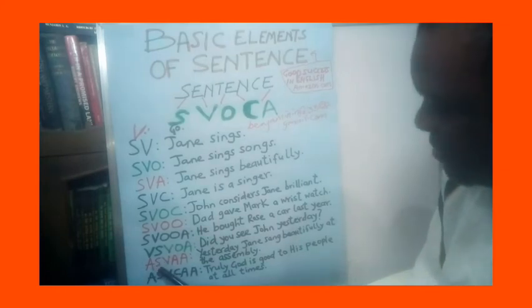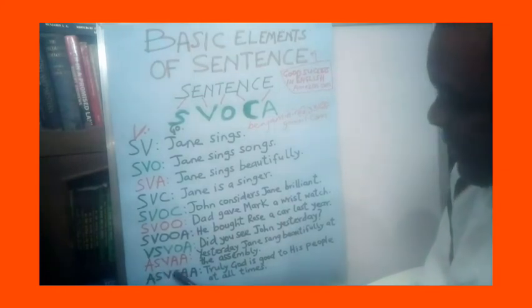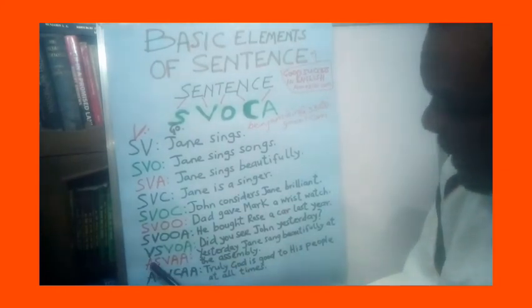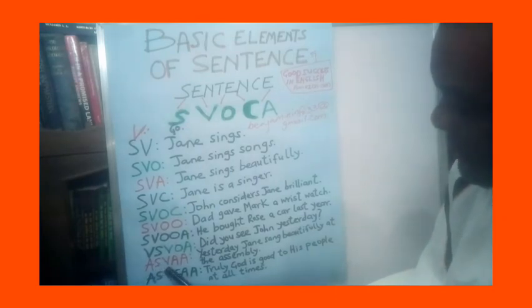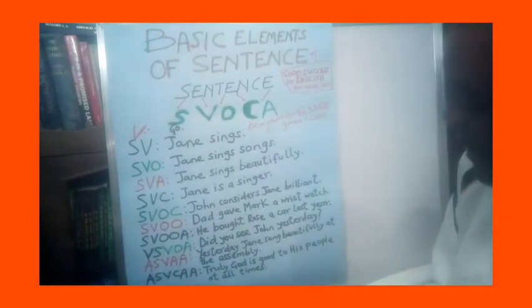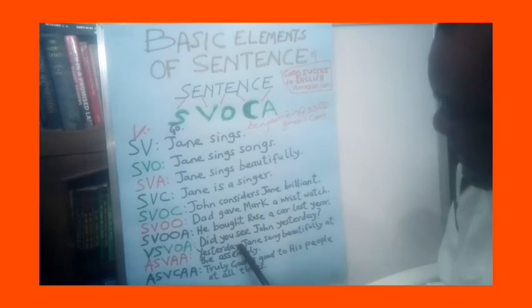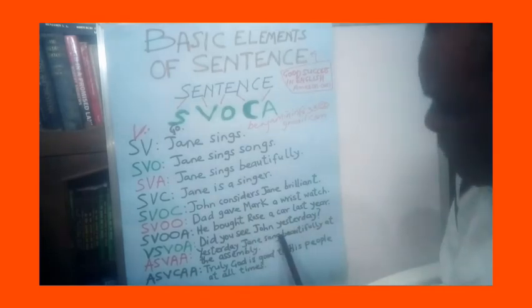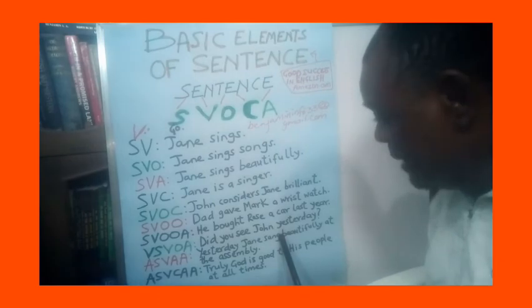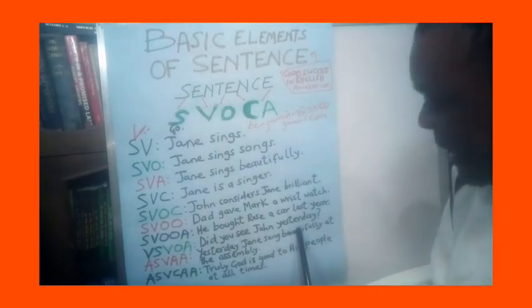Now the next structure is ASVAA: adjunct, subject, verb, adjunct, adjunct. And the example is, yesterday Jane sang beautifully at the assembly. Now the core words in this sentence are Jane sang. And so if we say Jane sang and we put a full stop, many questions will naturally arise.